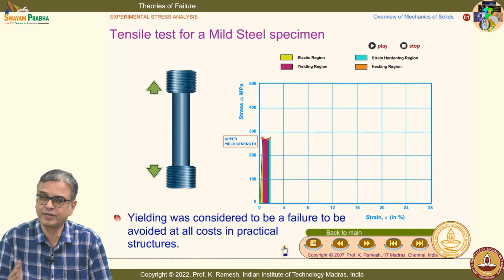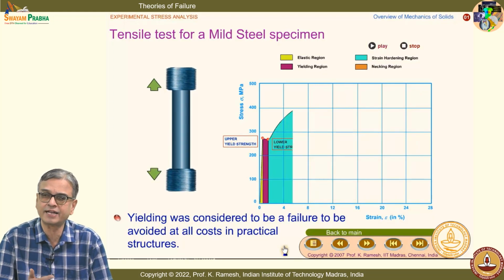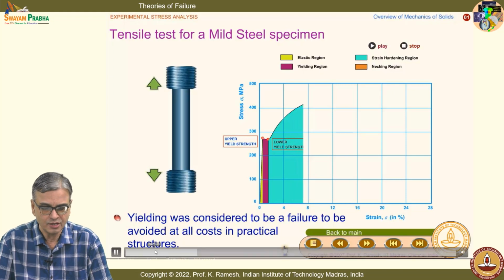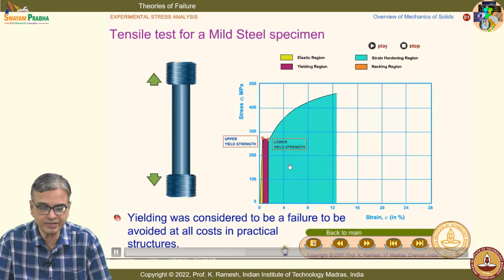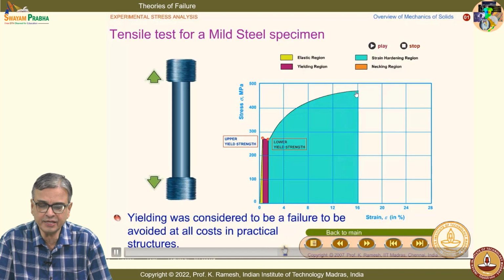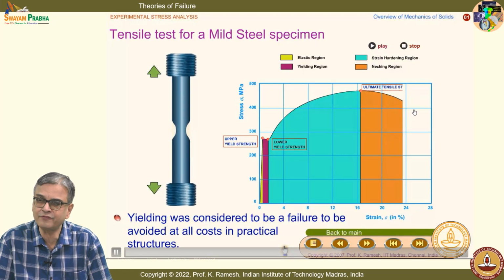And we have looked at this: if I take a specimen from a bulk material and pull it, I have a very small linear region, then a yield region, then a strain hardening region, then it reaches the peak, then necking starts. When necking starts, eventually the specimen fractures.